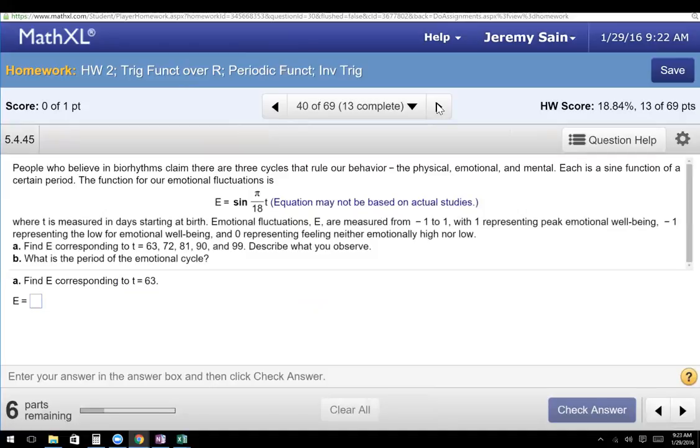All right, let's do another one. People who have biorhythms claim there are 3 cycles that rule our behavior: physical, emotional, and mental. Each is a sine function of a certain period. The function for our emotional fluctuations is that. t is in days starting at birth. Find E for 63, 72, 81, 90, and 99 days. All you're going to do is just plug those numbers in for t. 63 over 18 would be 7 over 2 if you reduced it.